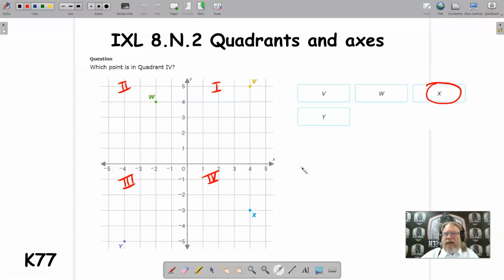Those are all of my examples for IXL Activity 8.N.2, Quadrants and Axes. Good luck with the activity.